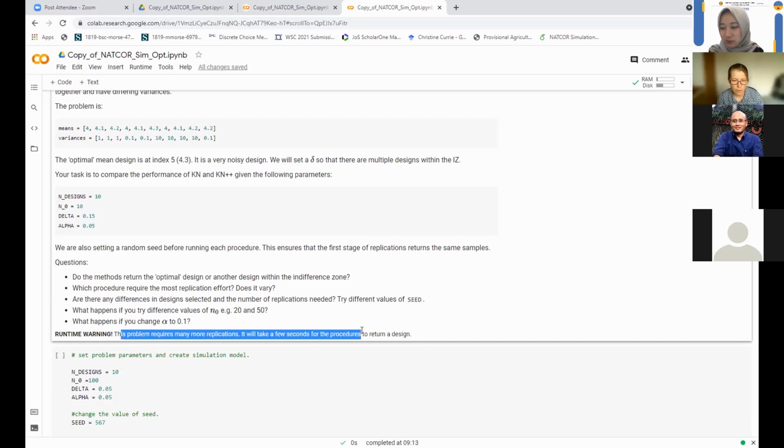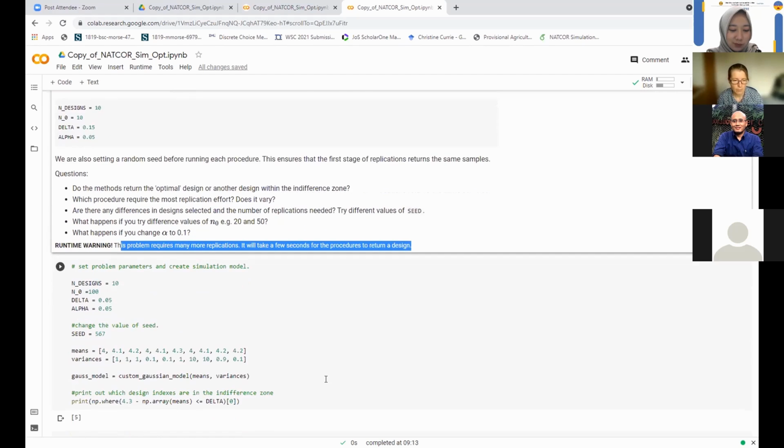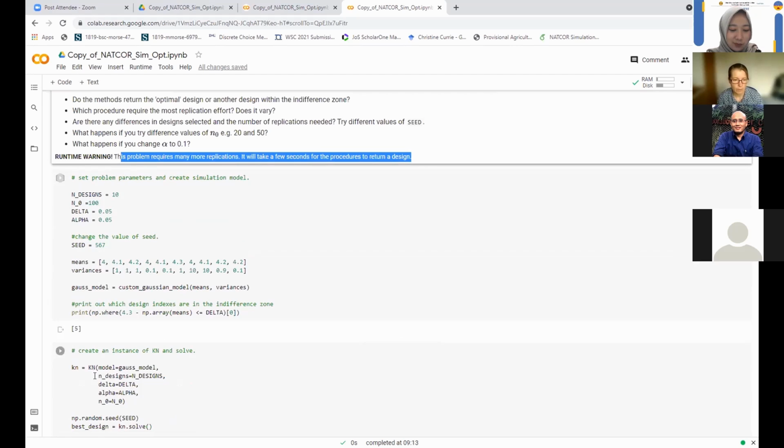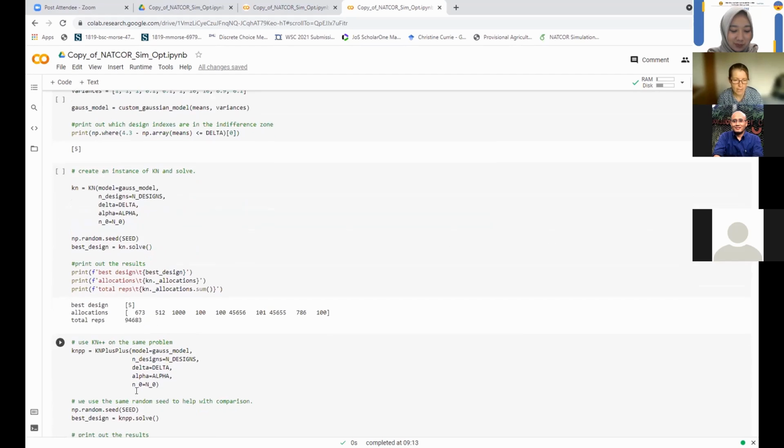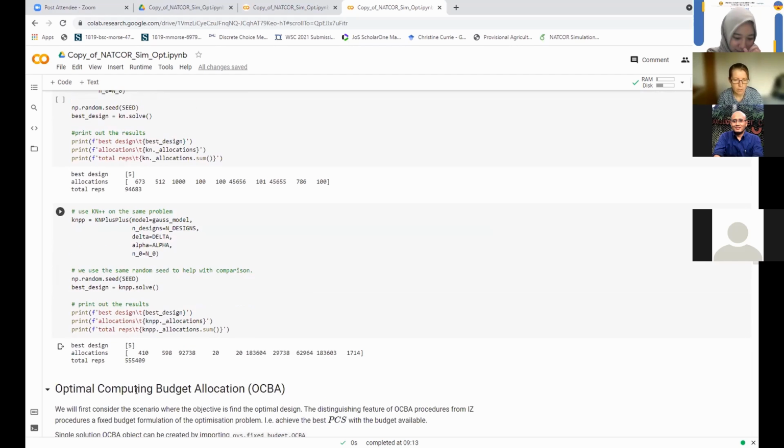This one takes a while, so it takes a few seconds for the procedure to return a design. Imagine what that's like if your simulation model takes 10 seconds or more to run each design. You would be sat there for a long while. Luckily, these are quite simple simulation models. There's just a lot of replications needed. So this will sort it out, and you can then run KN and KN++ to do that.